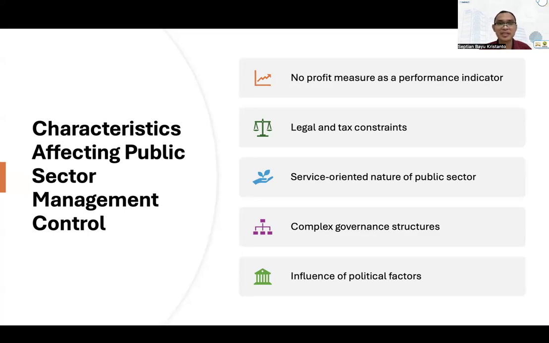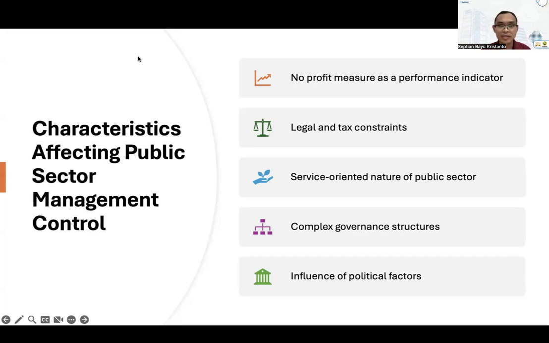In these characteristics, we found five criteria that should be implemented in the public sector. The criteria number one is there are no profit measures as the performance indicator, because we are in the public area. The public sector doesn't need to gather profits. We are just creating evidence and also satisfaction for the citizens in the public area, not profit measurements.